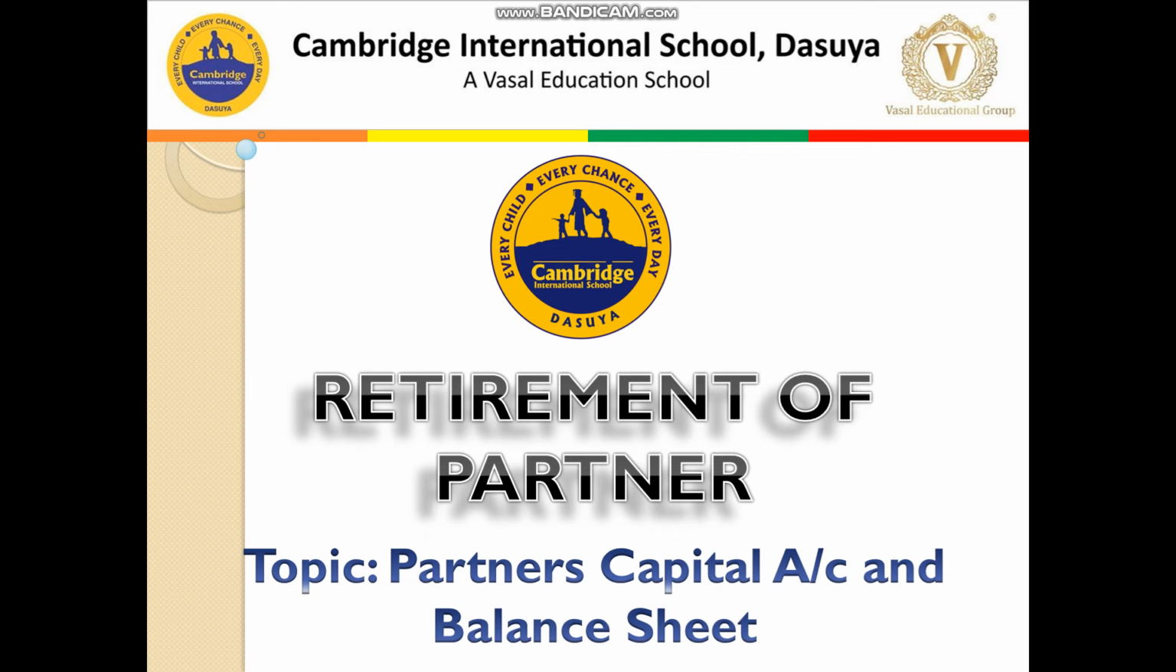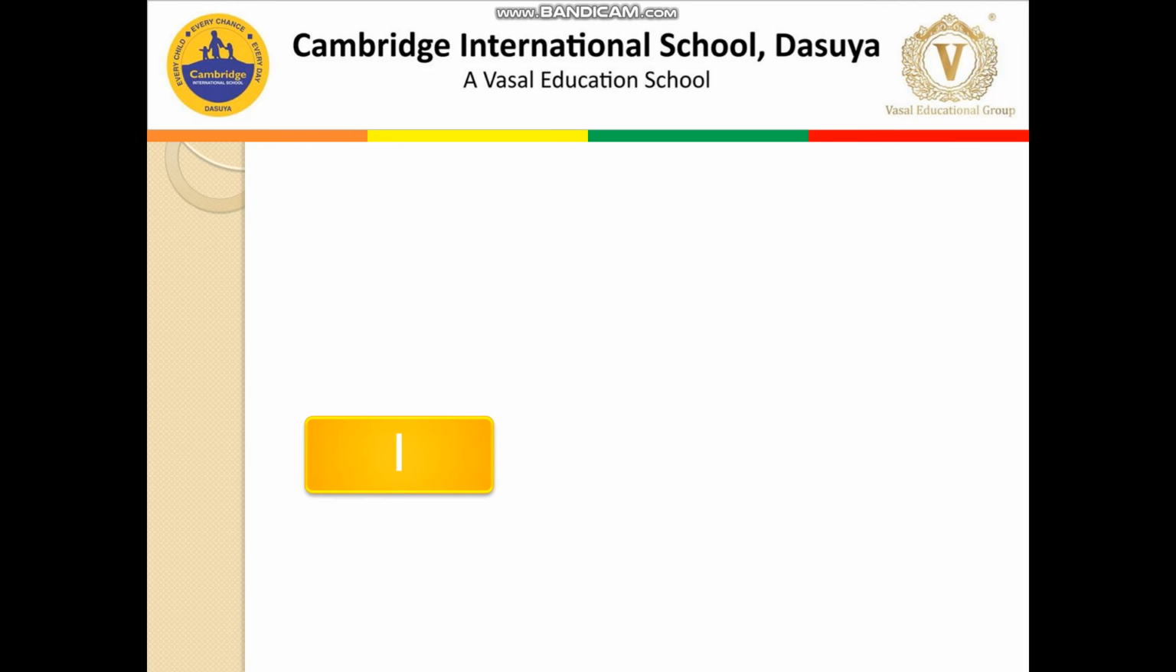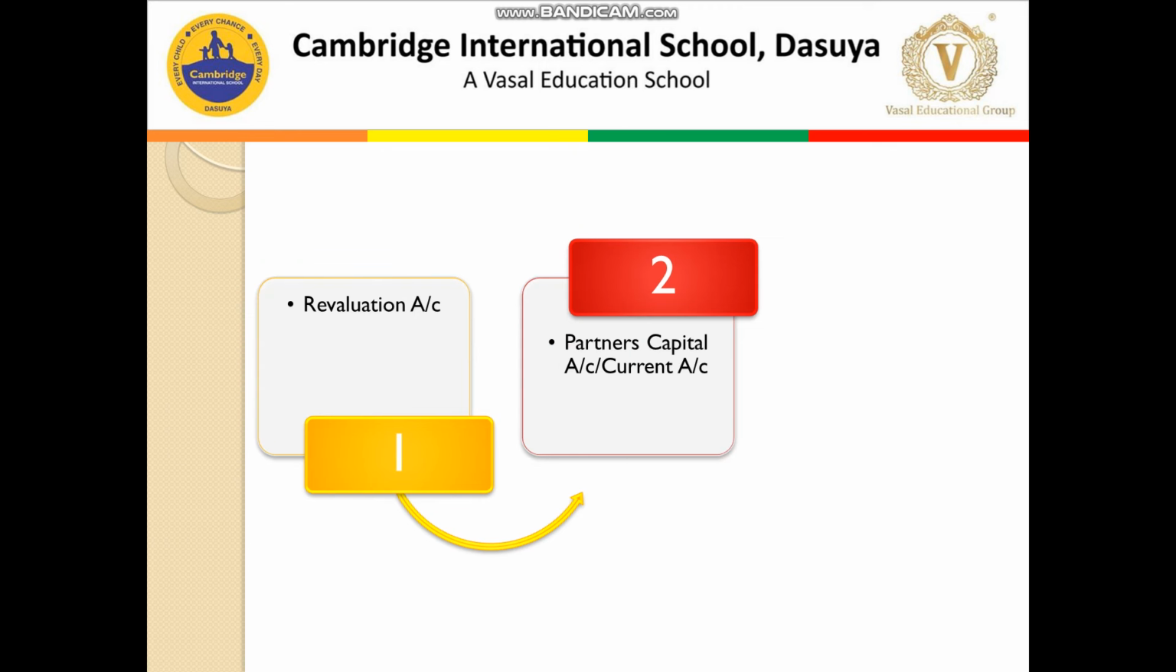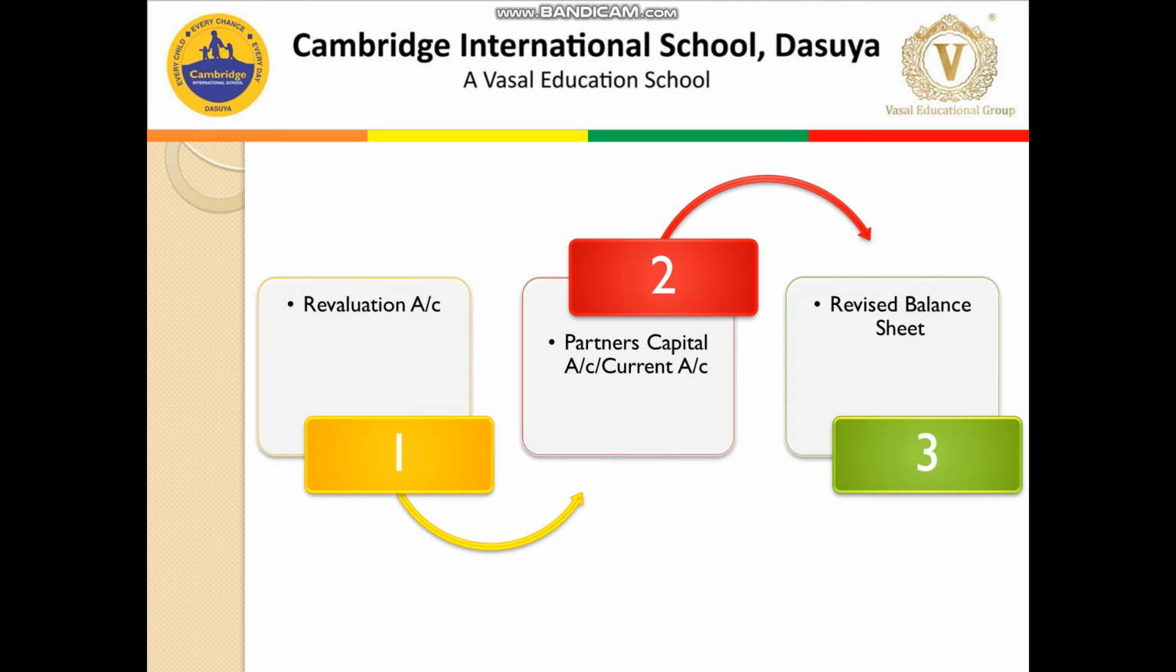So guys, in this next video we prepare the partners' capital accounts and the balance sheet. It means in this we come to know how to solve a proper question. First we will prepare the revaluation account, which we have studied already. Second, we will prepare the partners' capital account or current account. If the question says capital is fixed, then we will prepare both the current account and the capital account. And third, the last step, is the revised balance sheet.